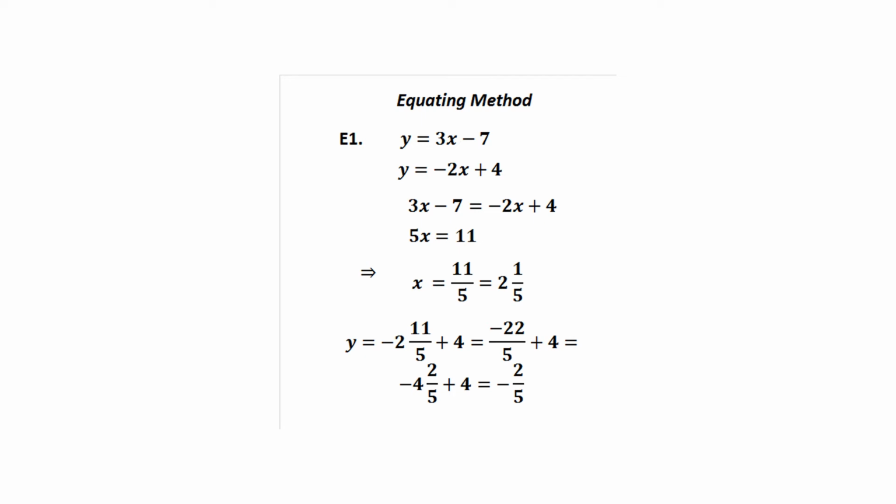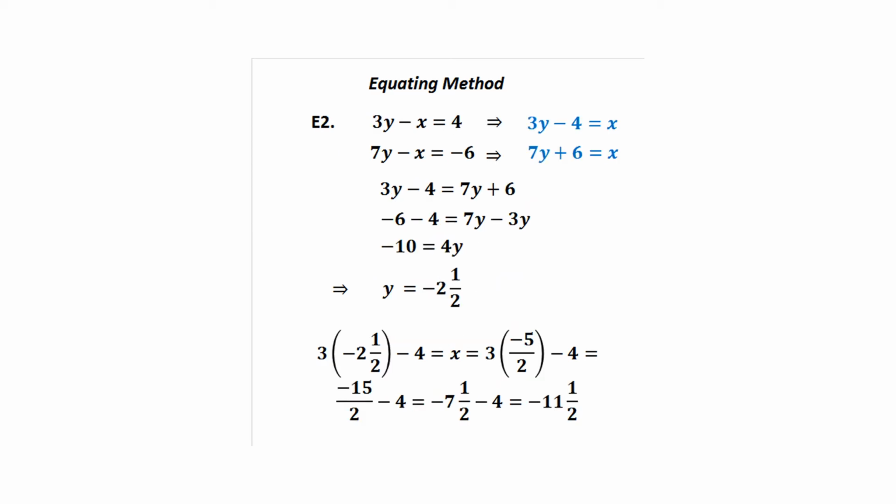5 goes into negative 22 negative 4 times. You have a negative 2/5 left. So we call that negative 4 2/5 plus the 4. The negative 4 and 4 is 0. And so our final answer is negative 2/5 for y.